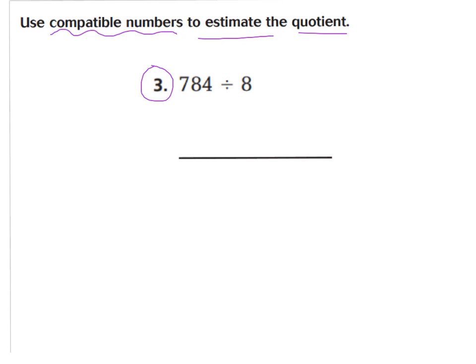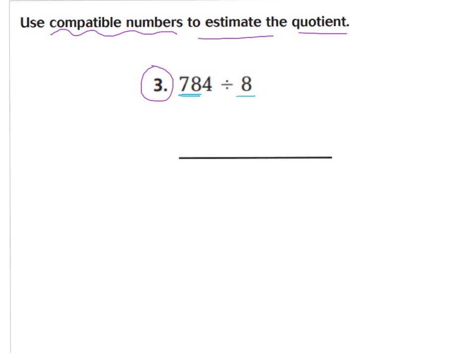So let's look at number 3. It says 784 divided by 8. Now we're going to estimate the quotient. We're going to estimate the answer to this problem. Now I don't want the exact answer. I'm going to have an about answer. And I'm going to change this 784 into a number that's easier to work with. So what I'm going to do is underline the first two numbers of my dividend, which is 78. So I'm using basic facts to see if I can divide.